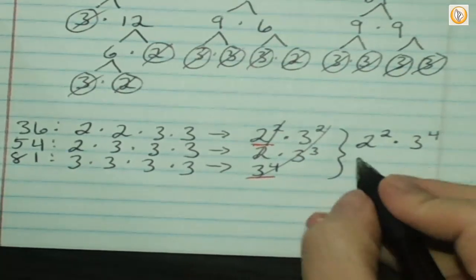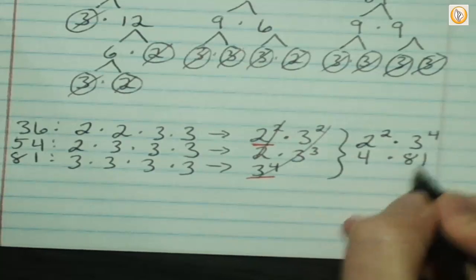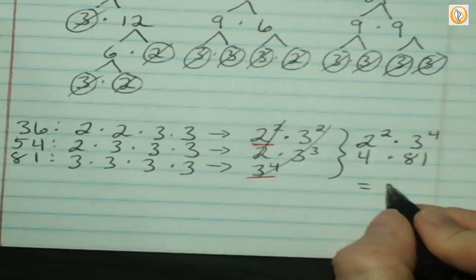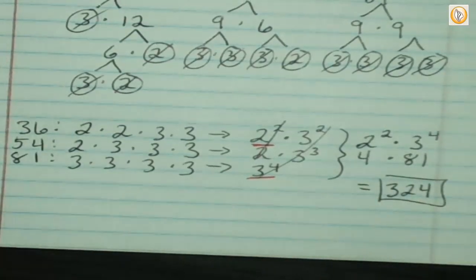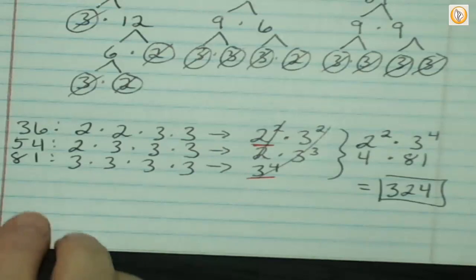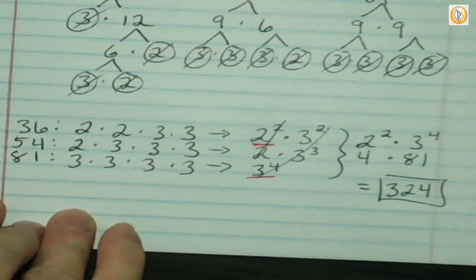Now, 2 squared is 4. 3 to the fourth power is 81. If you work it out, that gives you 324 as the least common multiple. I'm trying to save on time. Any questions? 162 is 81 times 2. Very good. Quick math. Does everyone have this down? Okay, you got it? Yes. All right.